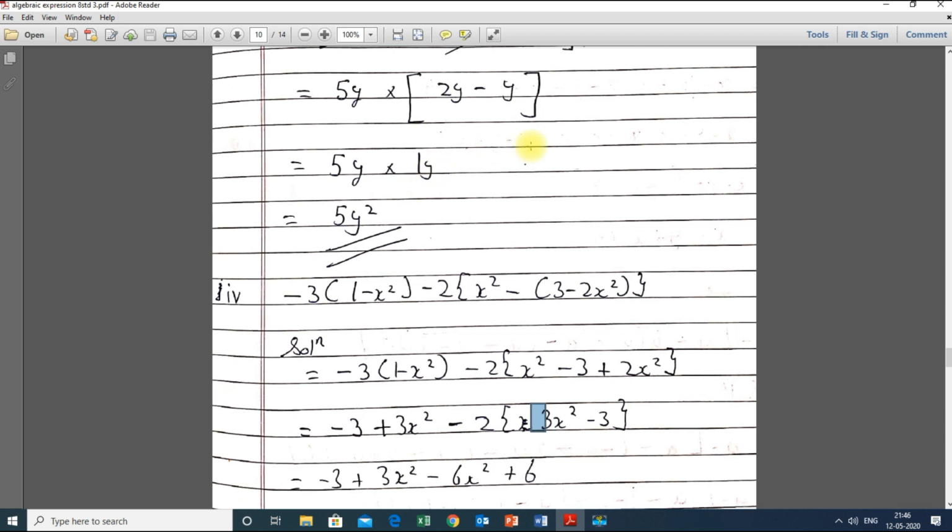So 1y over here. Now 5y into 1y is 5y square. So 5 ones are 5, and y into y is y square. Hope you understood this. The sum is very easy. Next.